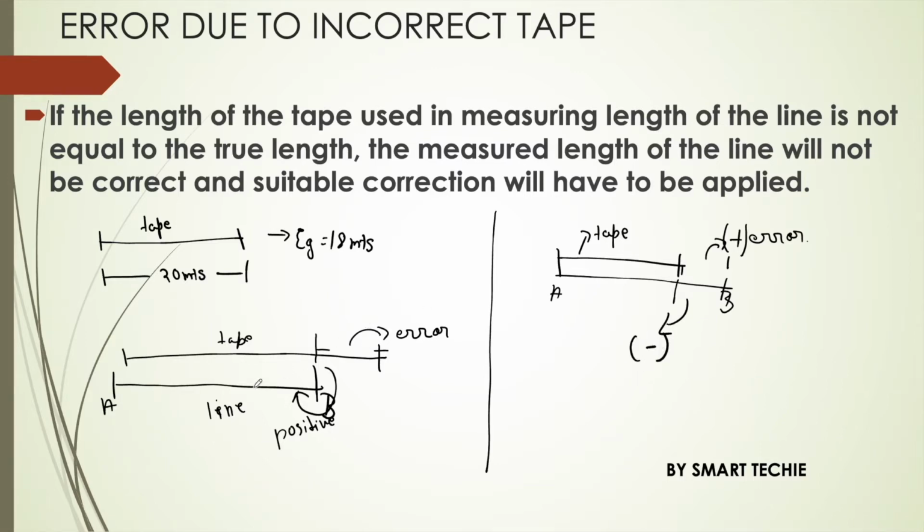So there are two cases. When the tape is too long, the error will be negative, because this part I have to deduct, and the correction to be made to the line is a positive correction. And when the tape is too short than the measured length AB, the error is positive, because it has to be added, and the correction to be made to the line is negative.